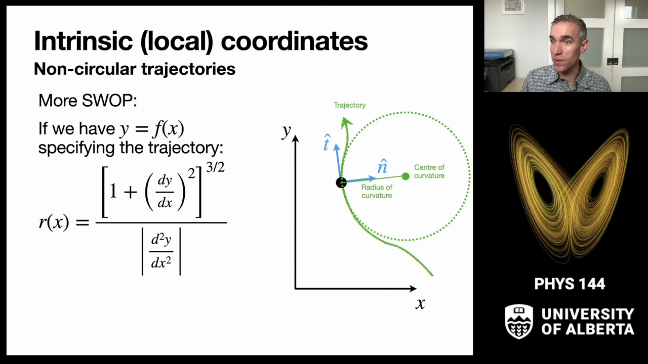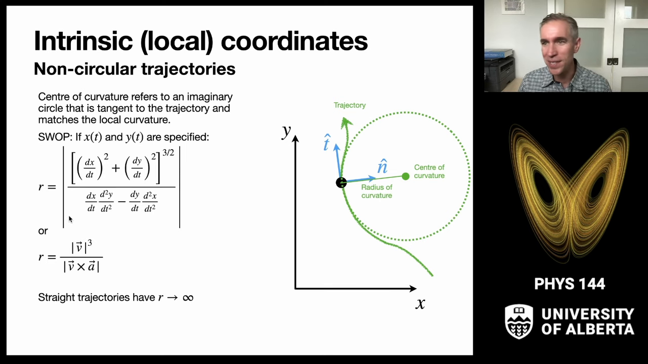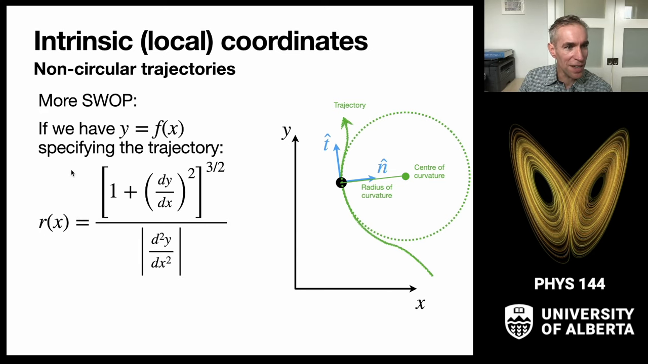Another statement without proof is if I tell you y as a function of x, then you can figure out the radius of curvature for a path as one plus the derivative squared, to the three halves, over the magnitude of the second derivative, d squared y by dx squared. So we'll do some examples with this particular expression in class. These are here mostly for completeness, so that when you see them in second year, you'll be like, I've seen that before. But we'll use this in some of our problems. But this is a way of representing an arbitrary trajectory locally as a circle.